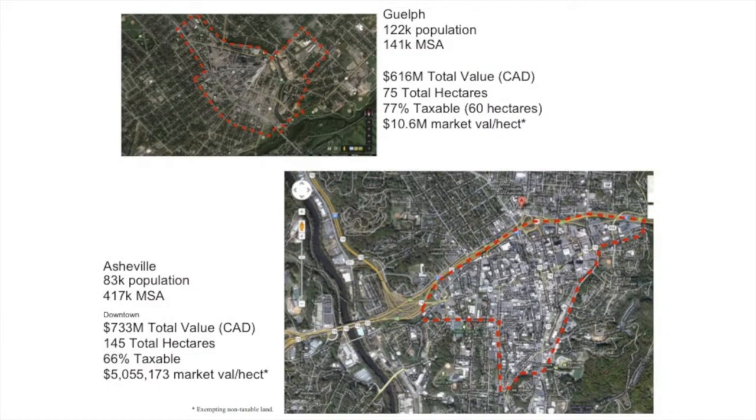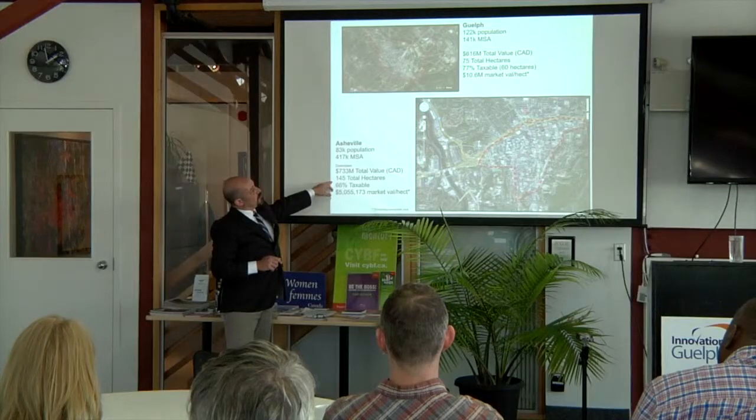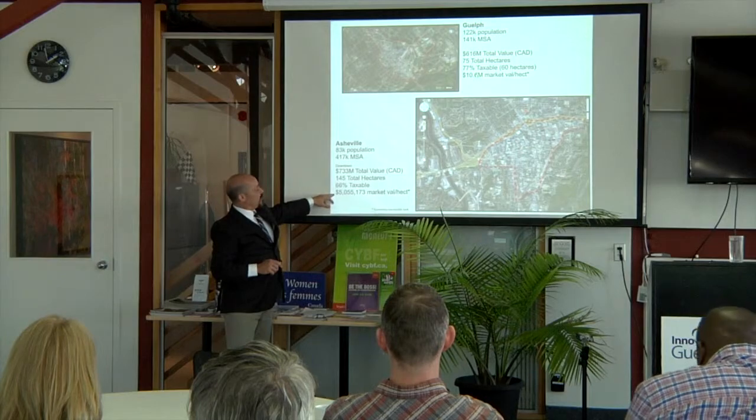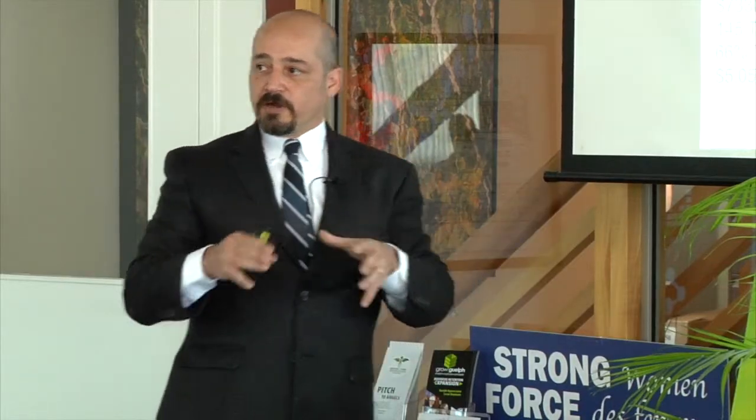You're at about 122,000 people. Your metropolitan area is 140,000, so a lot more people are in your city than out at the edges. We're the direct opposite. We've got 83,000 people in our city, but once you add in all the peripheral towns that feed off us, we're at 417,000 people. Our downtown's about 145 hectares. Yours is half the size, yet you have double the value that we've got. So you have a very potent physical downtown that's producing a lot of revenue.